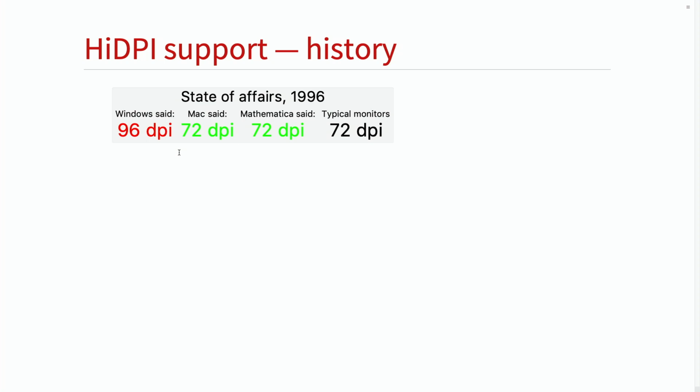So in 1996, Macintosh was right. We were right, in some technical terms. Windows was wrong, if you're going to compare to what the ruler on the screen actually says. Well, that was a long time ago. The state of affairs now in version 12 has flipped completely.